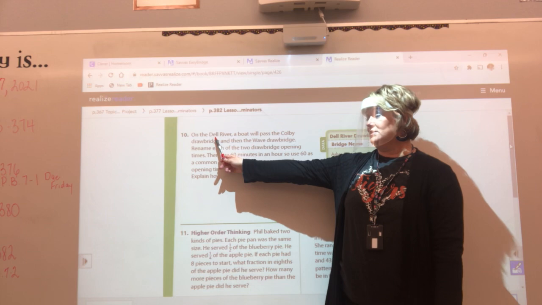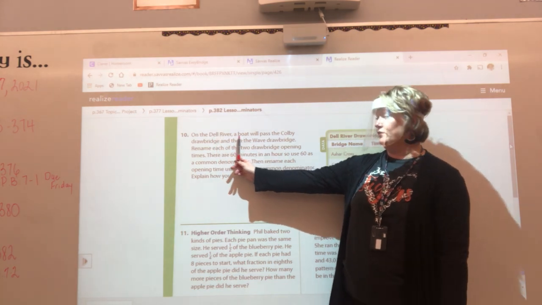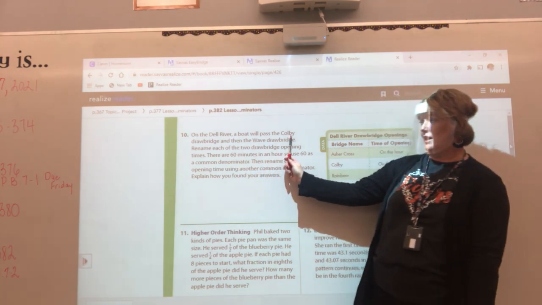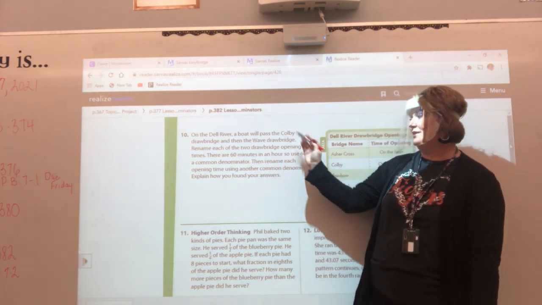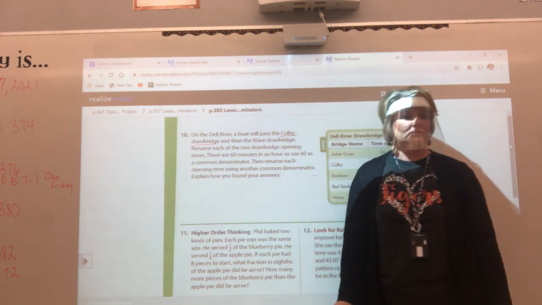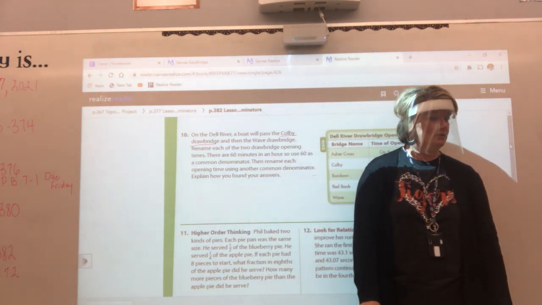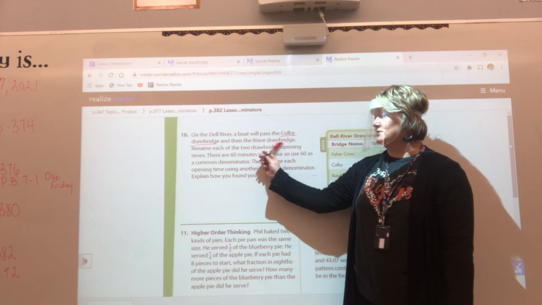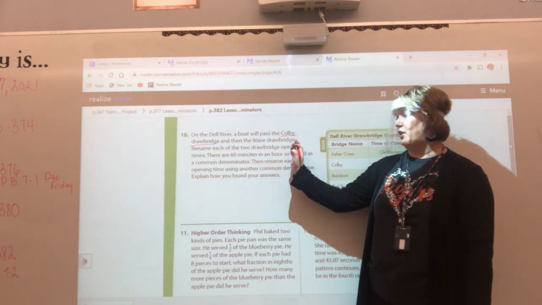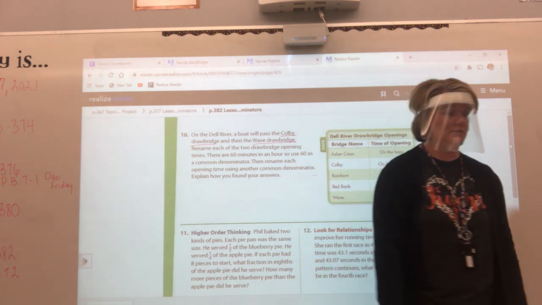So let's go back to this. What river are we on? Del River. What drawbridge are we passing first? Say this. Colby. That's important. The Colby drawbridge. That's important. And after we pass the Colby drawbridge, then what do we pass? The Wave drawbridge. That's important.